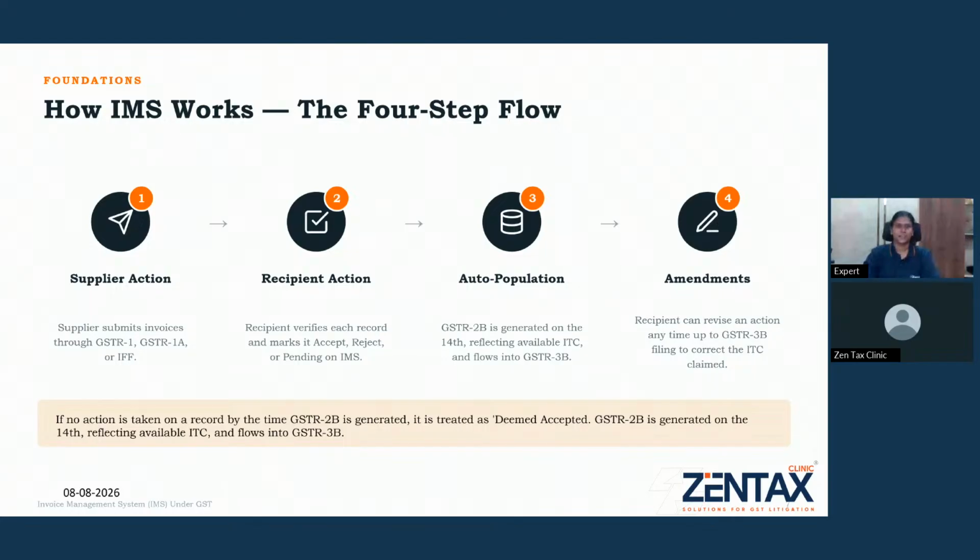Here, an important point to note is that if a recipient has not taken any action in the IMS portal, that is, they have not given any acceptance, rejection, or anything, then the data in the IMS portal will be treated as deemed accepted, and GSTR 2B is generated on the 14th, reflecting ITC, and it flows into GSTR 3B.